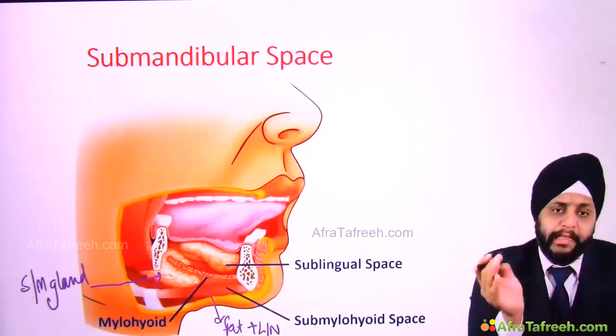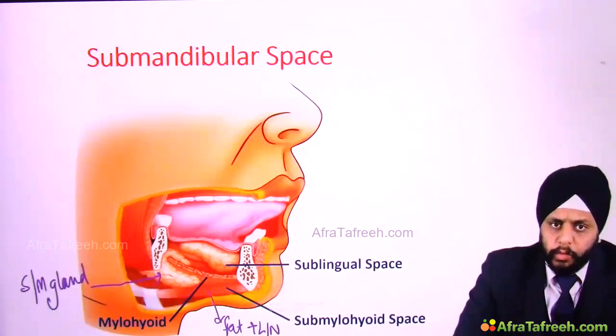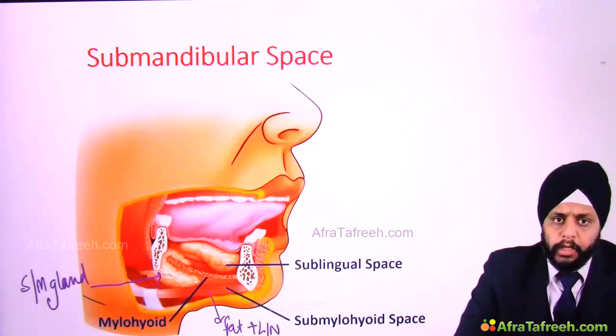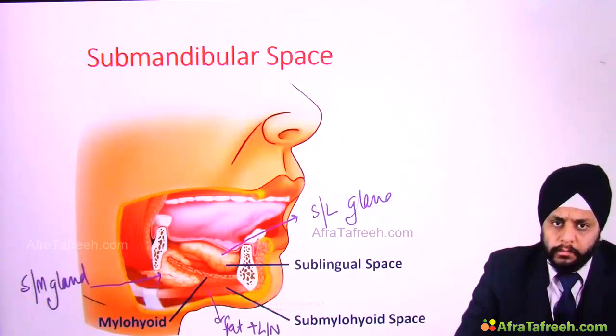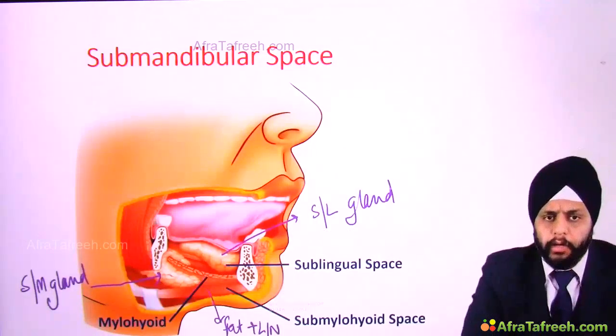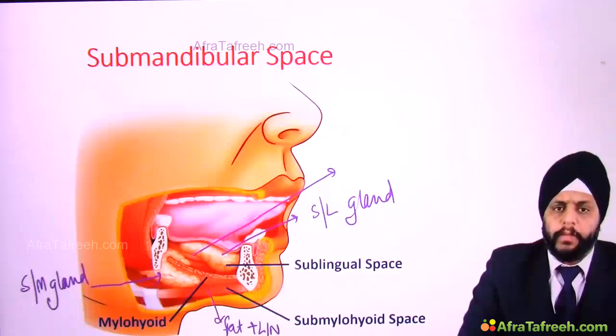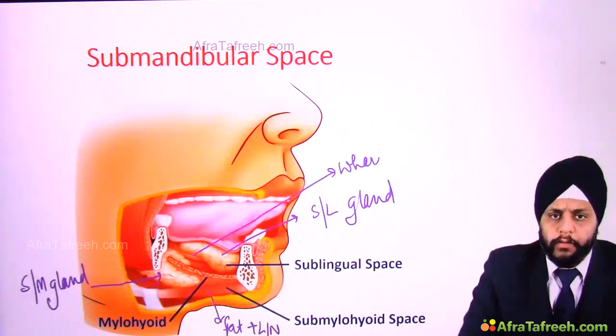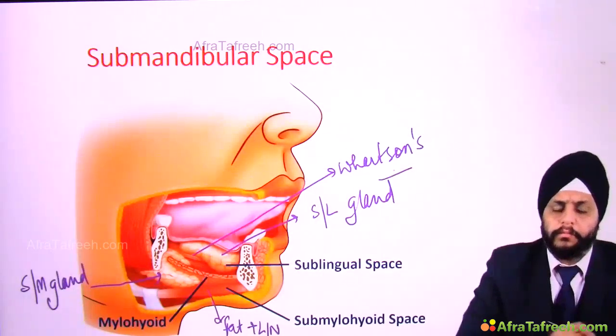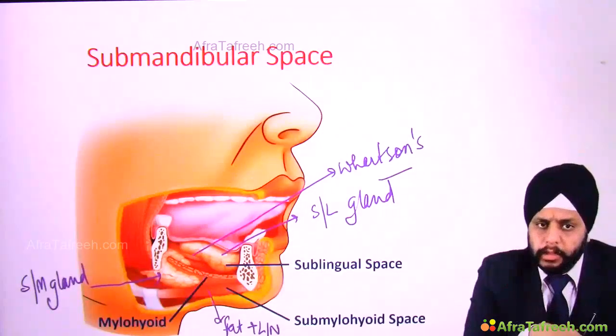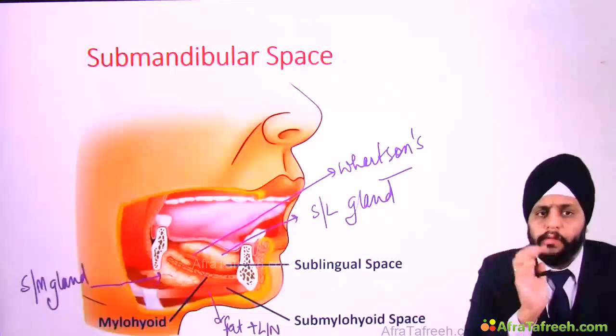Now what is there in the sublingual space? You can clearly see over here we have the sublingual gland. What else can we see? You see a duct coming from the submandibular gland. Which duct? We have Wharton's duct. You can see it is coming from the submandibular gland.